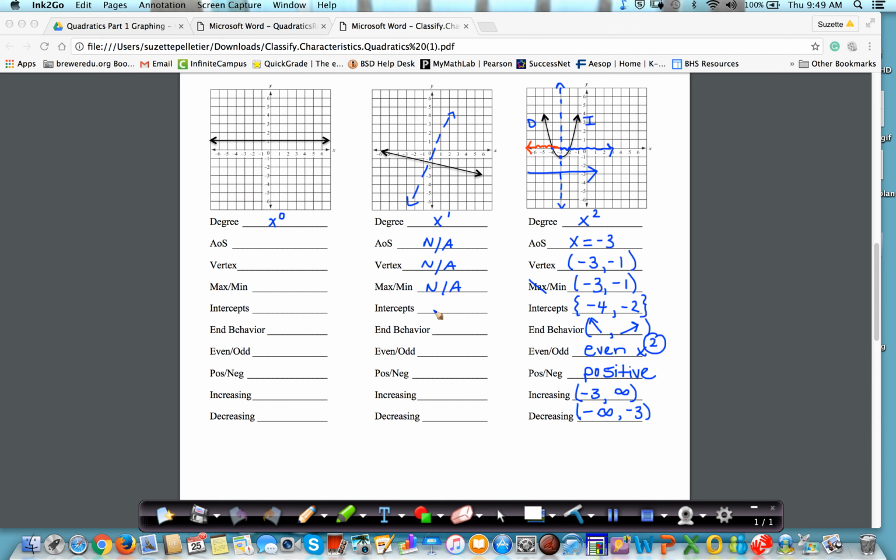Does it cross the x-axis? And this one seems to cross right here at -6. So I would say it has an intercept of -6. End behavior is pretty easy for lines. The left side's going up, the right side is going down. Notice the difference, up and down. Different than what we've been doing before, because both of those parabolas we did were heading up in both directions. So this is what happens when it looks like it's going down. It is an odd function because it is a power of 1. It is a negative function because it's going downward from left to right.